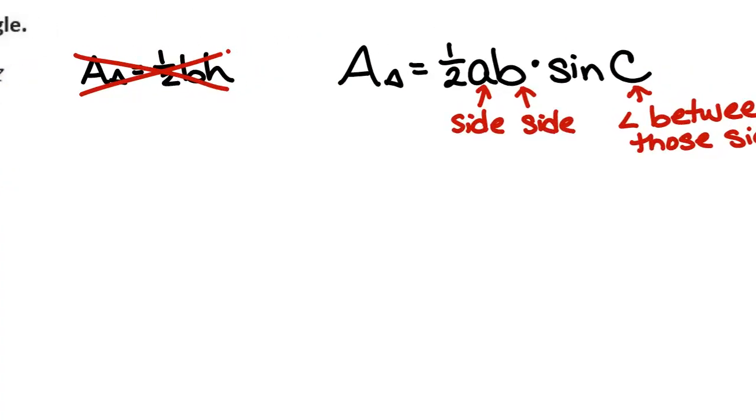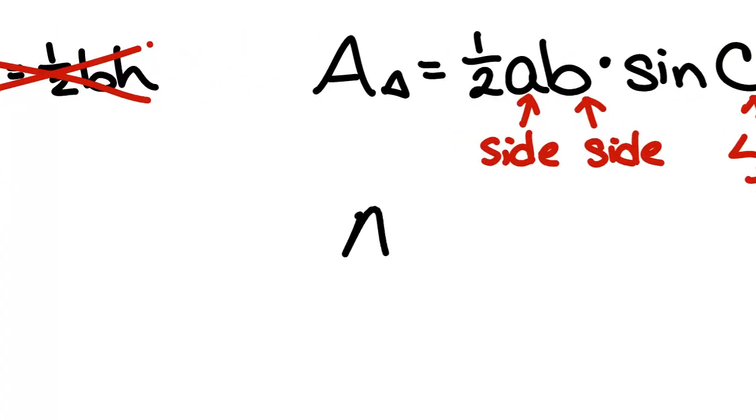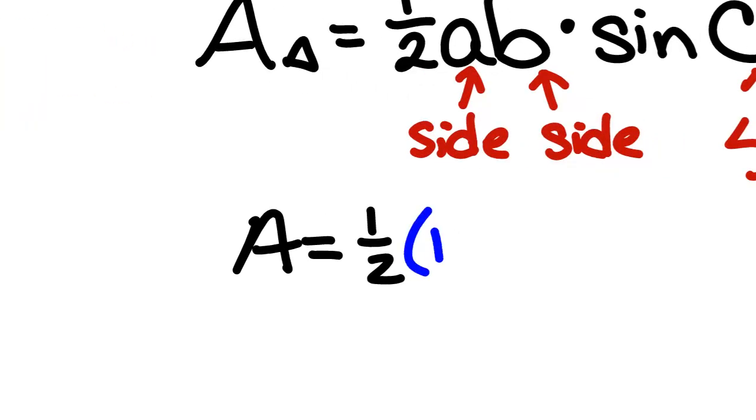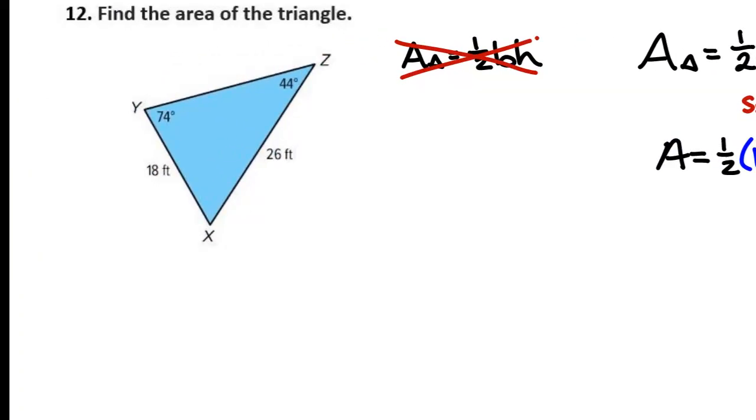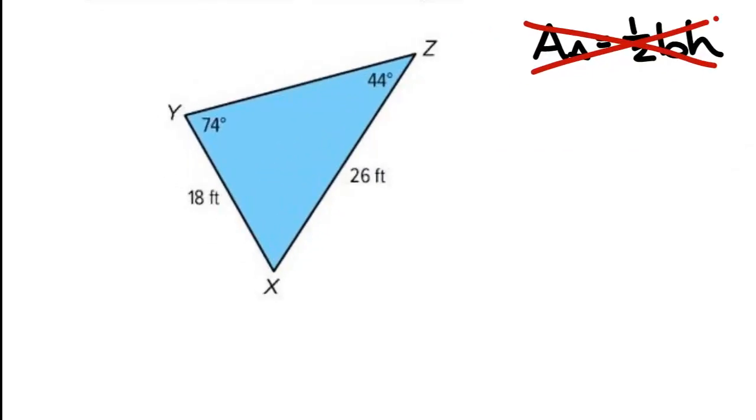Do we have at least 2 sides on this triangle? How big are those 2 sides? 18 and 26. So I'm going to put 18 in for one, and I'm going to put 26 in for the other. And then I need the angle in between those 2 sides. Do I have the angle that's between those 2 sides, that touches those 2 sides?